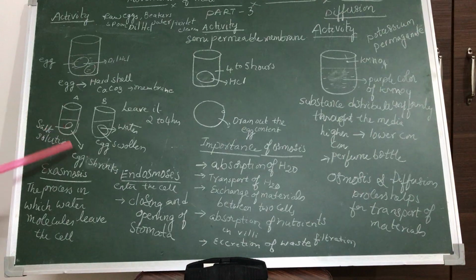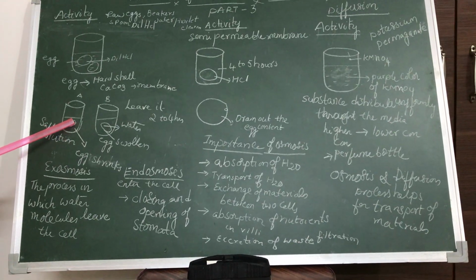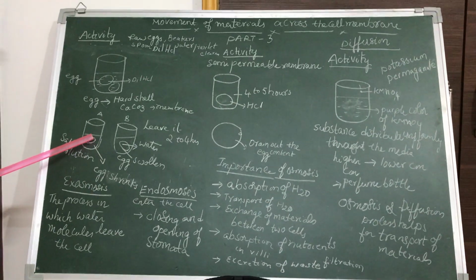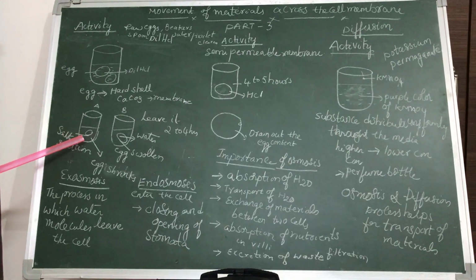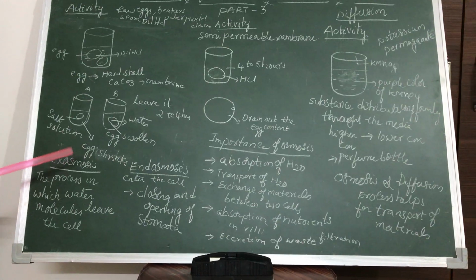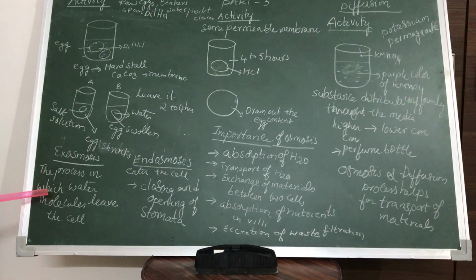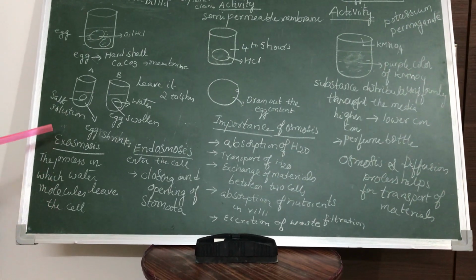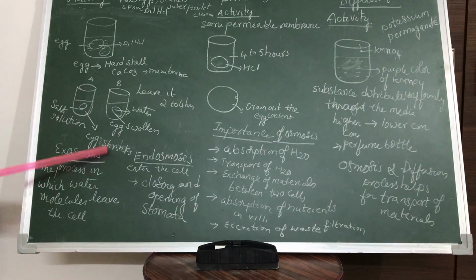Why has this cell shrunk? Because the water that is present in the cell of the egg has entered into the salt solution. So the egg has shrunk. This process in which water molecules leave the cell is called exosmosis. What do we call this phenomenon?